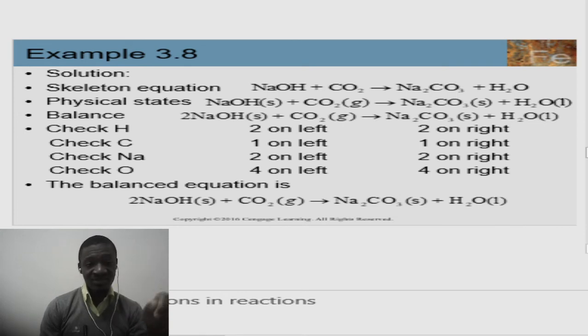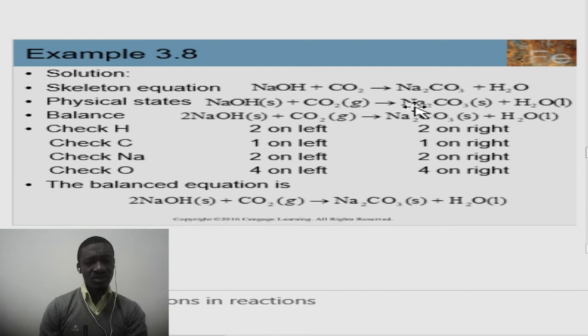So once you're done with that, you've set the state, then you now ask yourself, is it balanced? Check the number of sodium here and the number of sodium here. You notice that it's already off. This is 2 and this is 1. So hence, if you add 2 here, now you have 2 sodium here and 2 sodium here.